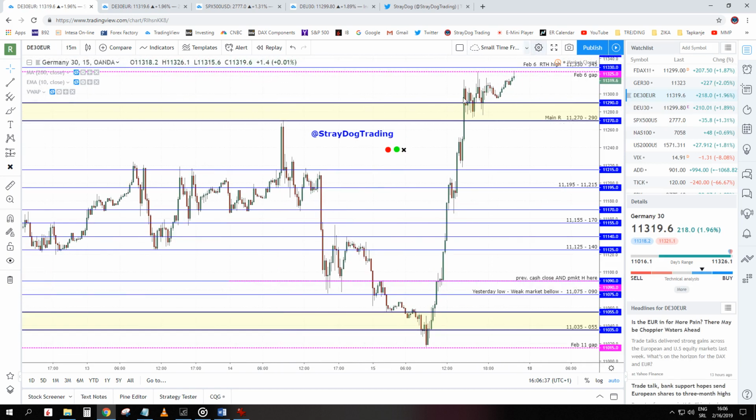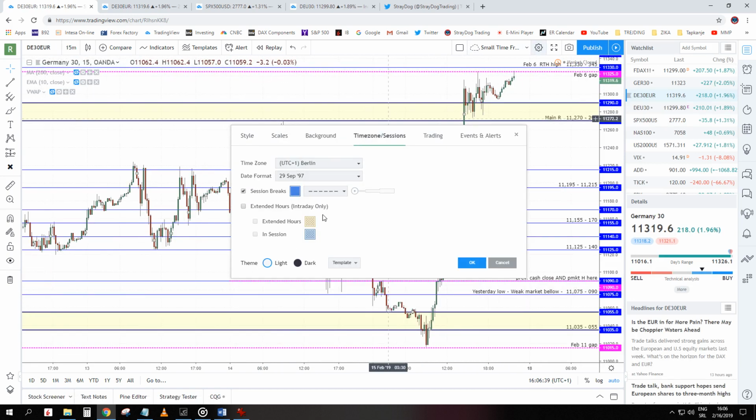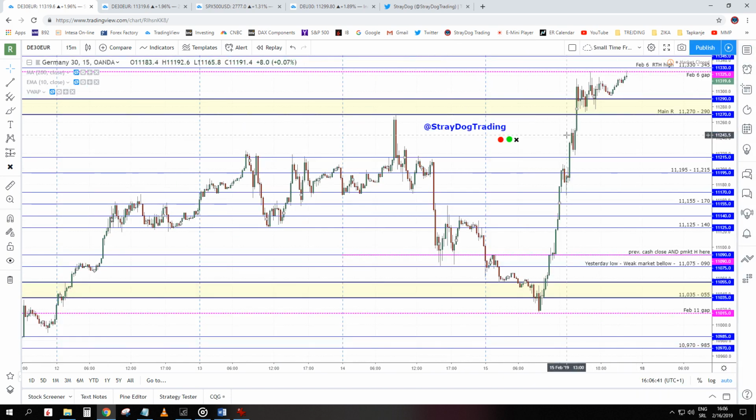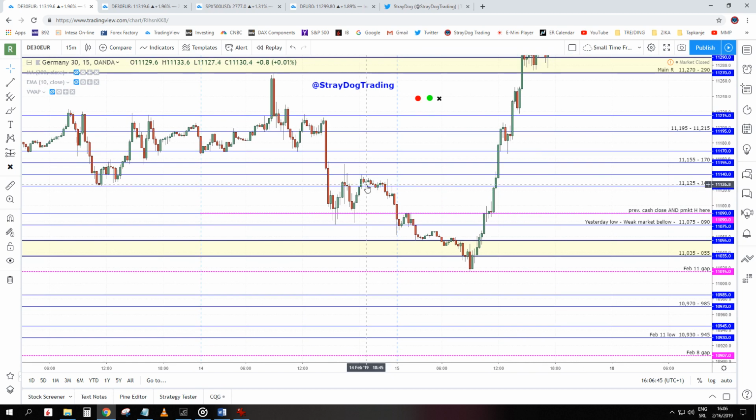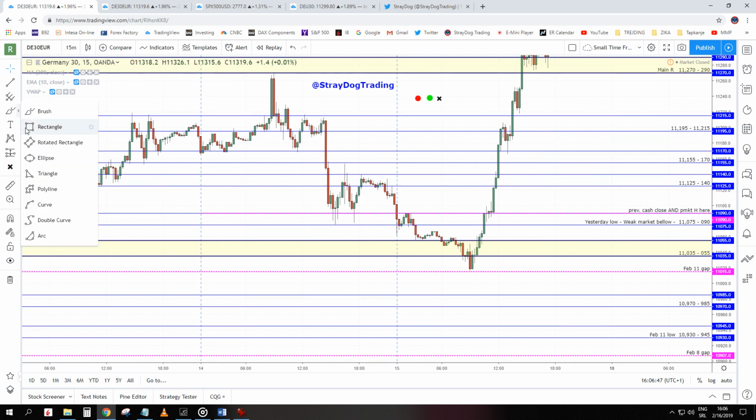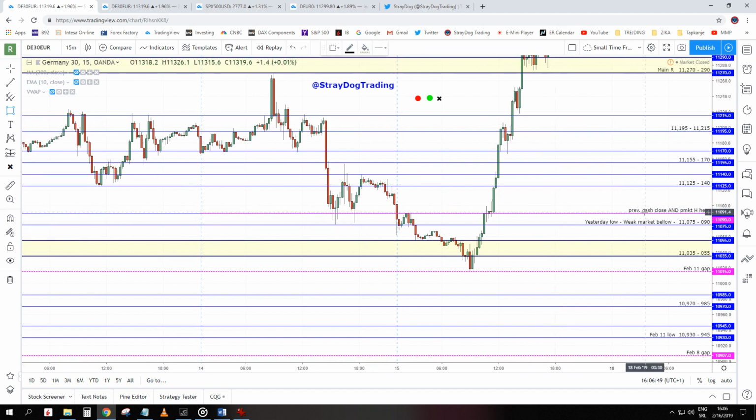If we are going to turn at the session breaks to see, this is very useful also. How can you see inventory? Very easy, because this here was the previous cash close, and the pre-market high was also there. And if you drew just one rectangle like this, this is the start of the pre-market session, and they got here basically at the open.